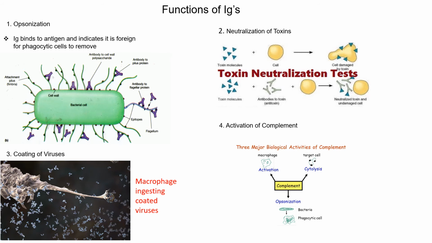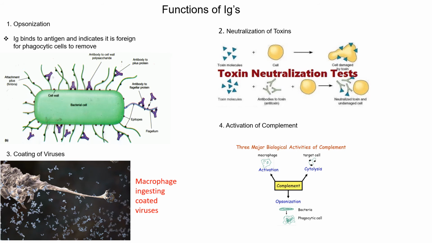Now, when it comes to all these functions, all the antibodies can do these except for IgE. IgE will only be involved in hypersensitivities, which we'll get to in chapter 18. IgD, remember, is only on the surface of B cells. So we're focusing on A, G, and M.